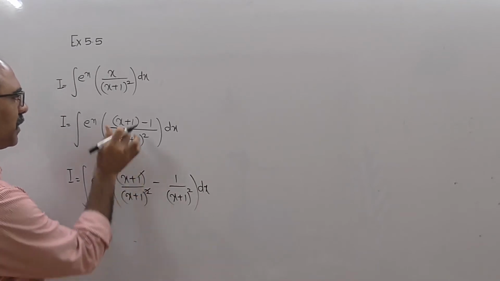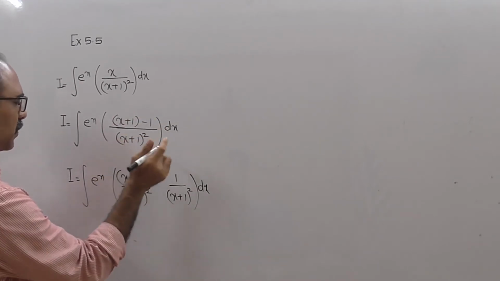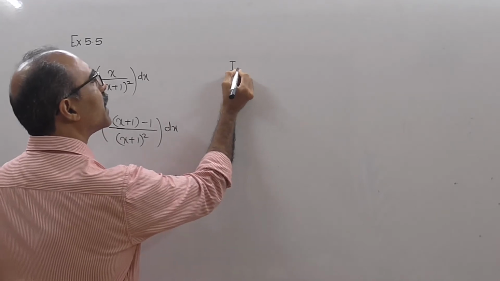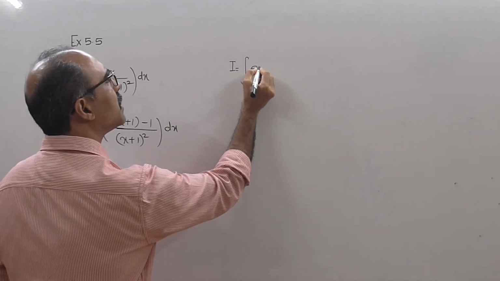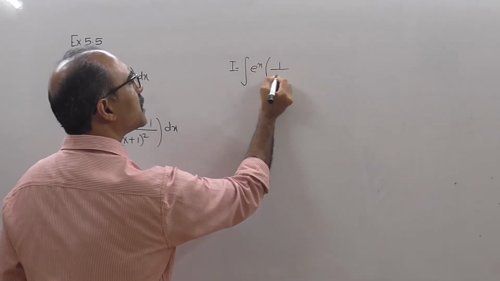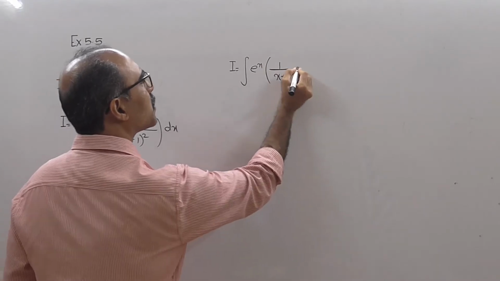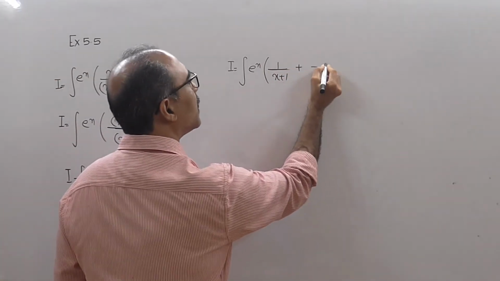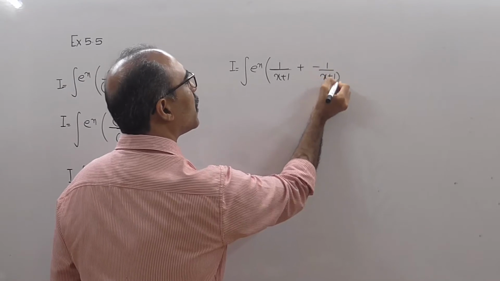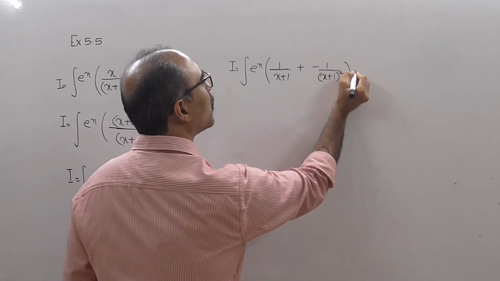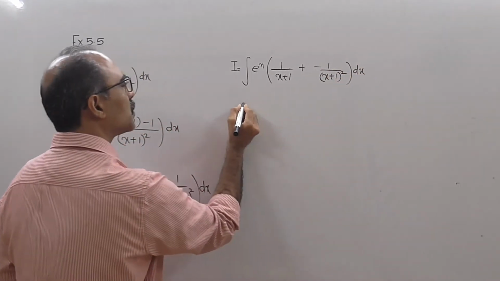तो ये कट हो जाएगा, meaning this upon denominator minus 1 upon denominator. So I get I equal to integration e raised to x. This is 1 upon x plus 1. Write a plus sign and write here minus 1 upon x plus 1 the whole square dx.